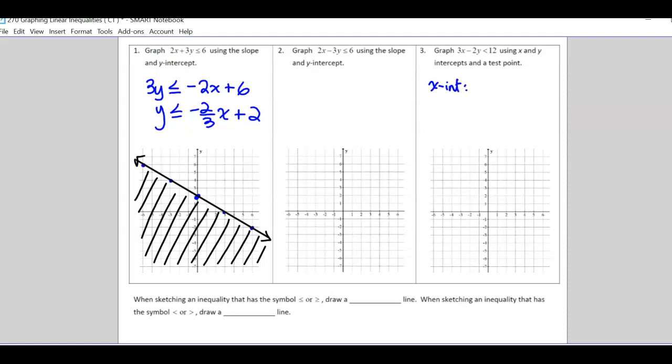is a y of 0. And so you're looking for on the line, so you really consider that to be an equal sign when you're doing this. So when y is 0, we're looking at x equals 4. Y intercept is when x is 0, so that's going to be y equals negative 6.